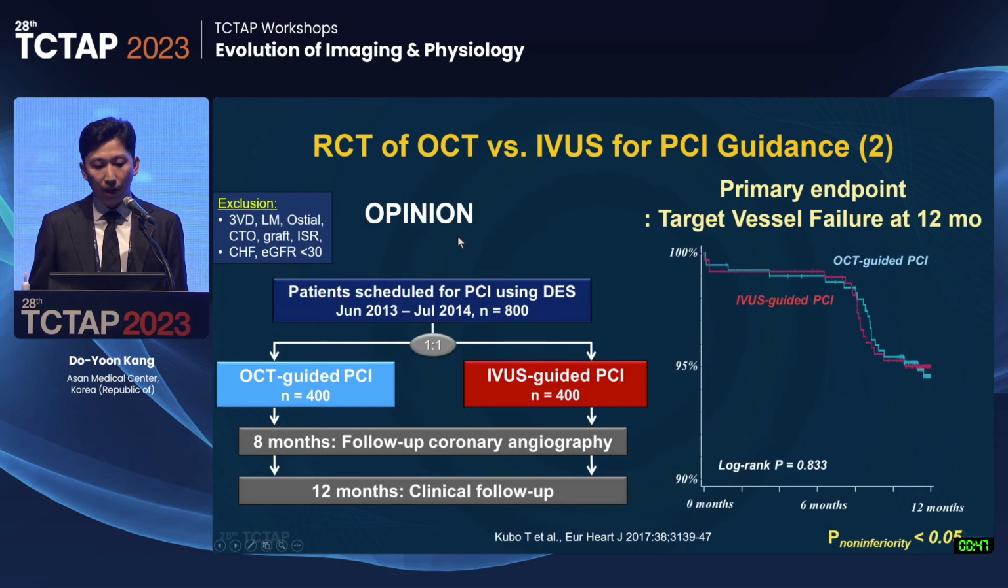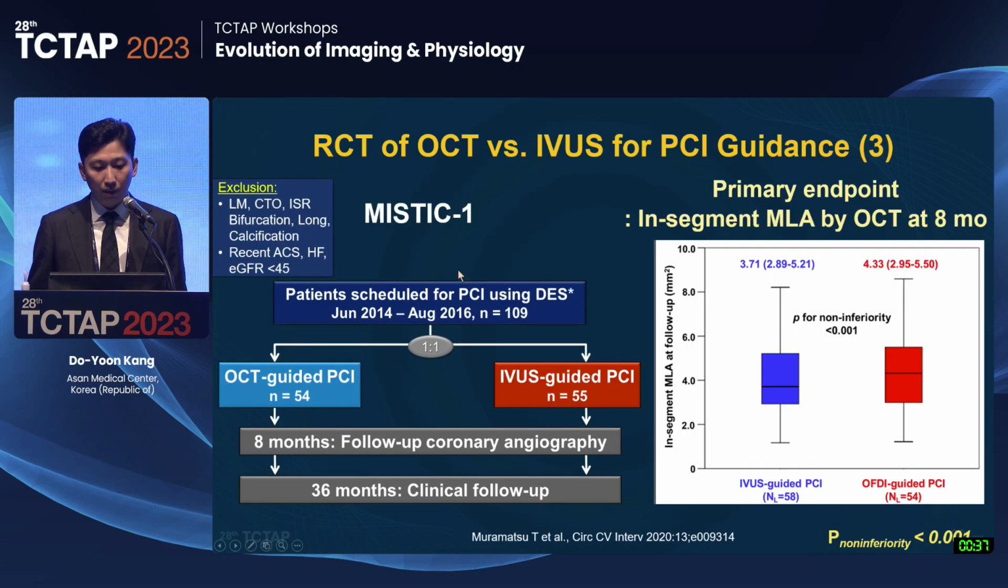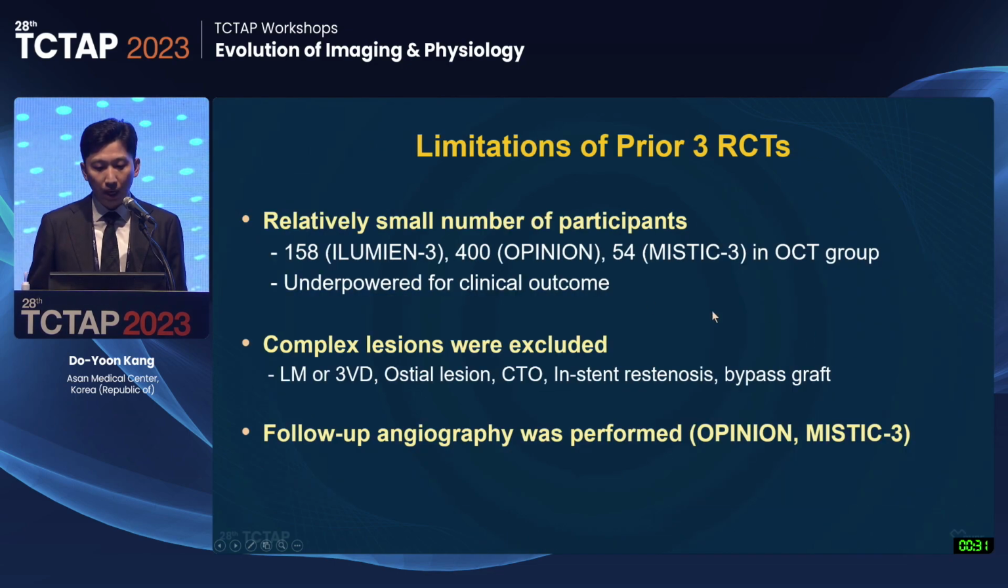Second is the OPINION trial in Japan that compared OCT versus IVUS in 800 patients, which also showed non-inferiority in target vessel failure at 12 months. Another smaller RCT in Japan showed similar non-inferiority in segment MLA by OCT at 8 months. However, there were some limitations, such as the relatively small number and exclusion of complex lesions.